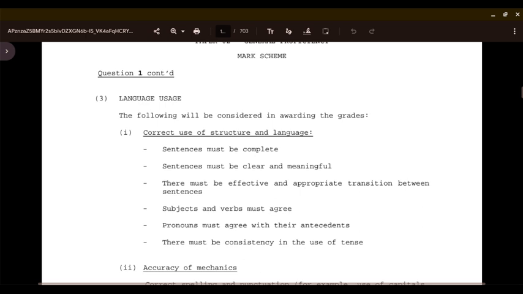Your subjects and verbs must agree, please. Just rechecking your work and building in time to recheck your work can assist with this. Pronouns must agree with the antecedents. Yes, please. Let's continue to agree.